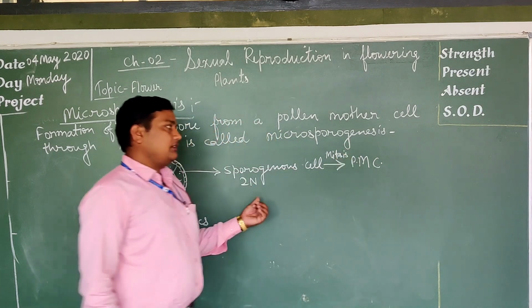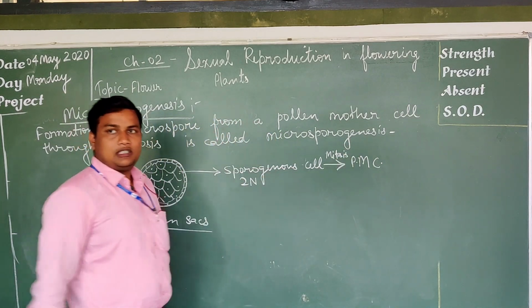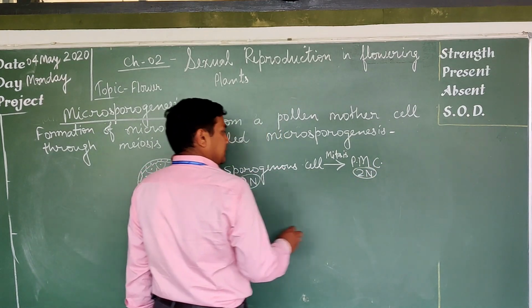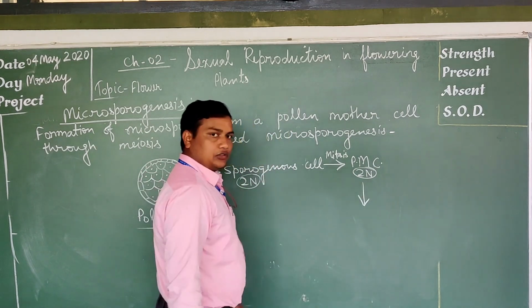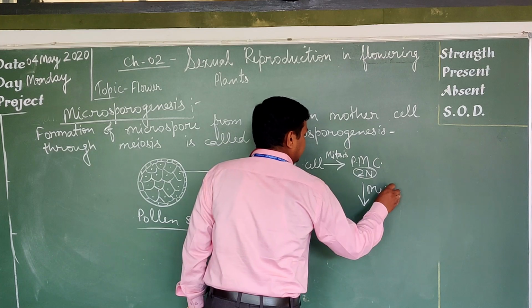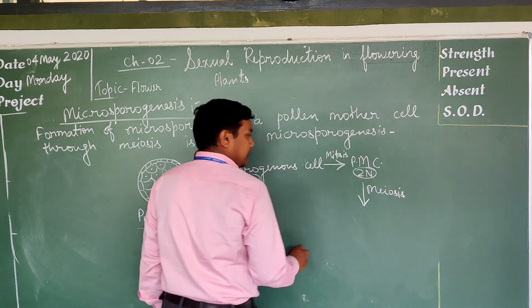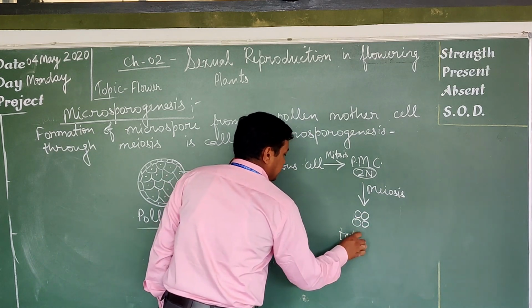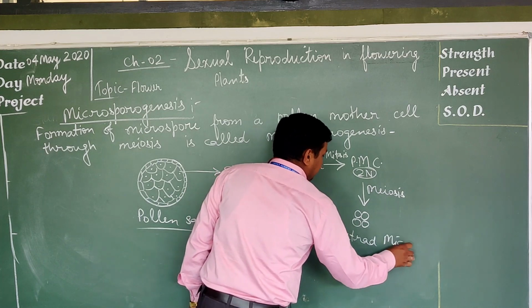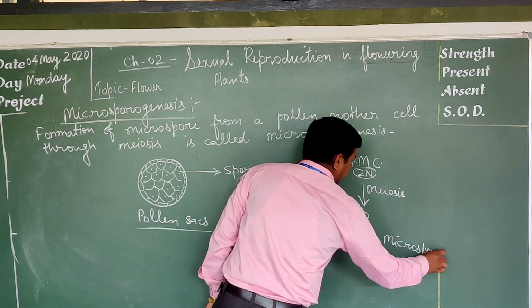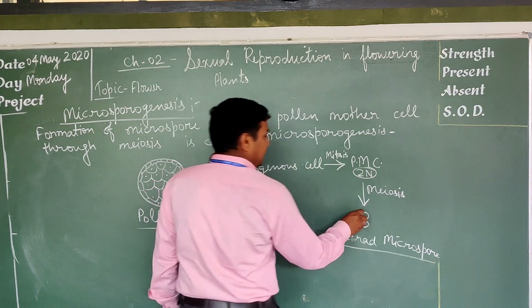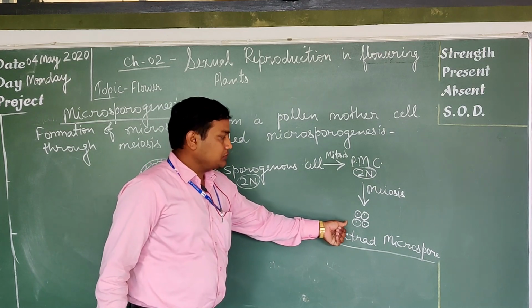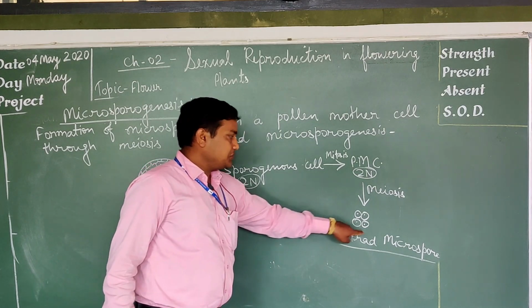Under mitosis, it develops into the pollen mother cell, and the ploidy of the pollen mother cell is also 2n. Then the pollen mother cell, again through meiosis, produces a tetrad of microspores. These are 4 microspores, and they are attached together.